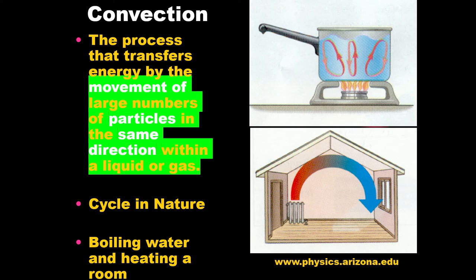So when you have a boiling pot, it starts with conduction. The fire touches the metal plate. Then the metal plate touches the water molecules. But once the water molecules start to move around inside, that's convection.